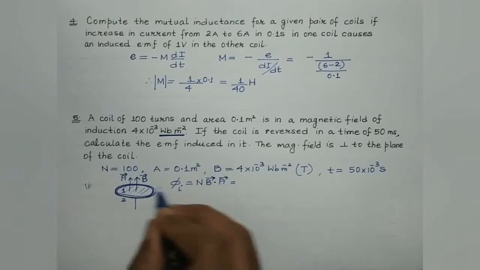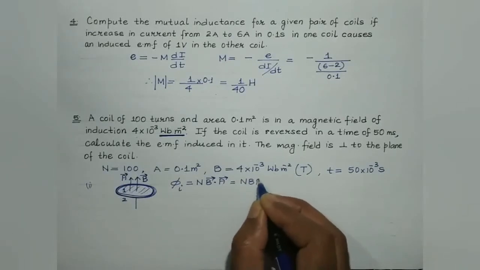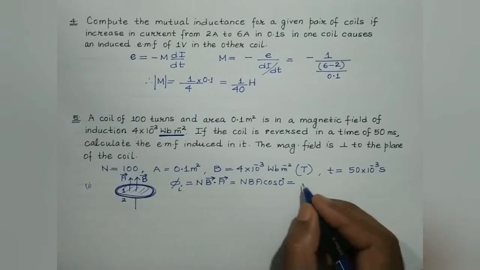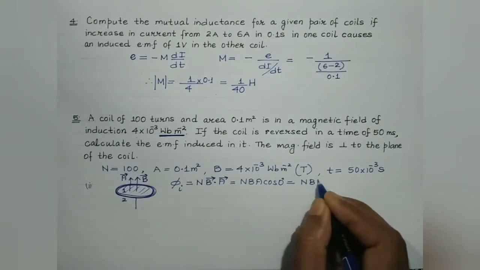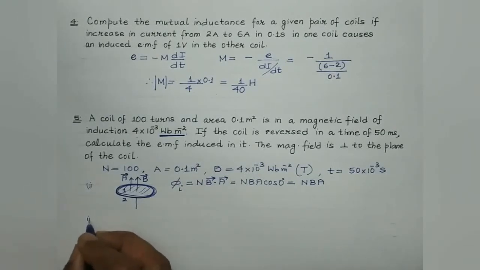So what's the angle between the magnetic field and the area vector over here? It's 0 degree. So it will be N B A cos 0. Cos 0 is 1. So we get N B A. Clear? Now let's consider the second scenario.